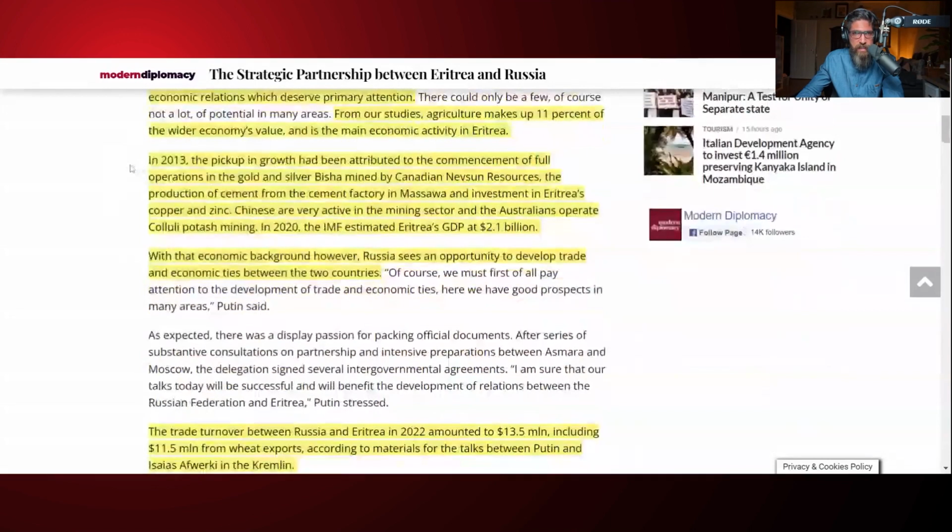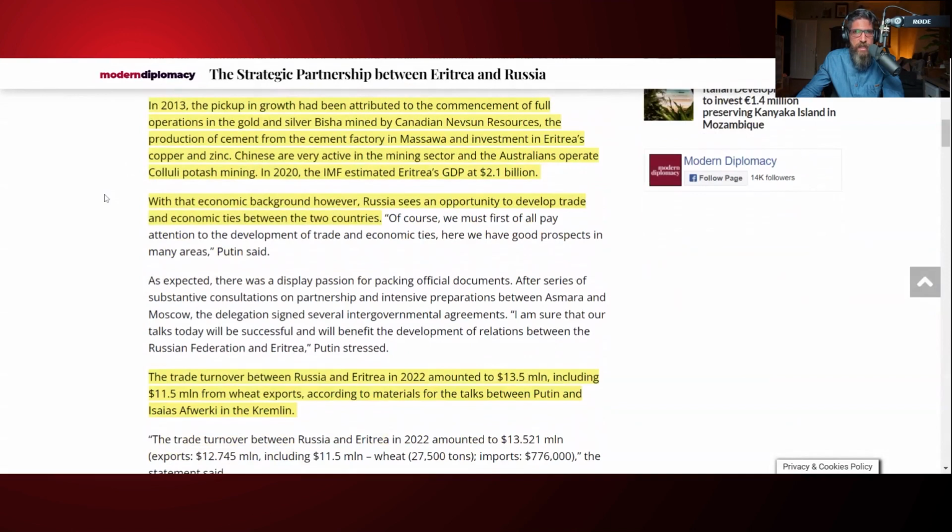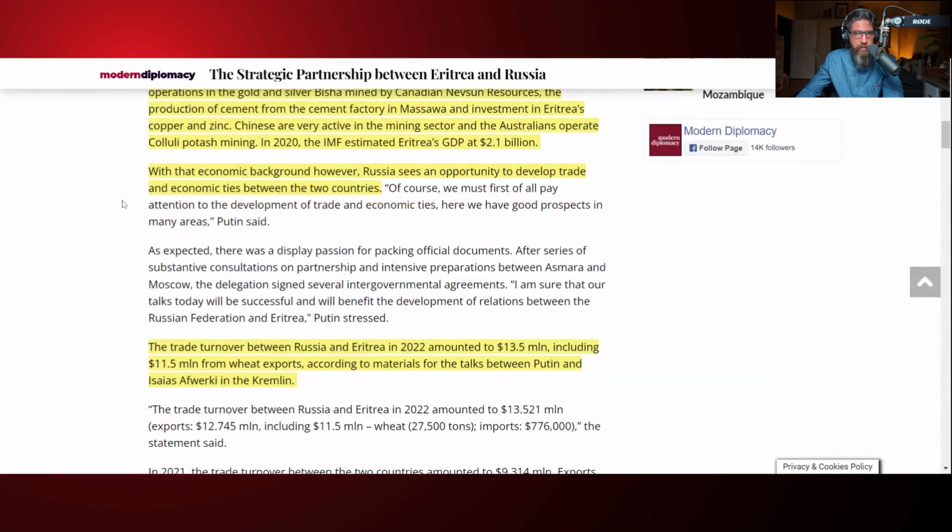In 2013, the pickup in growth had been attributed to the commencement of full operations in the gold and silver Bisha mine, run by Canada's Nevsun Resources, the production of cement from the cement factory in Massawa, and investment in Eritrea's copper and zinc. Chinese are very active in the mining sector, and the Australians operate the Koluli potash mining. In 2020, the IMF estimated Eritrea's GDP at 2.1 billion. With that economic background, however, Russia sees an opportunity to develop trade and economic ties between the two countries.